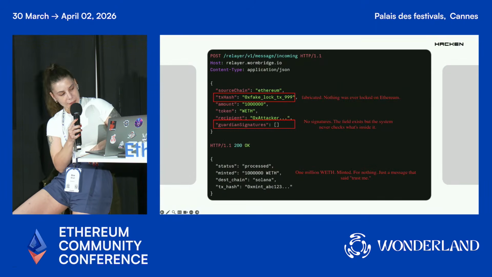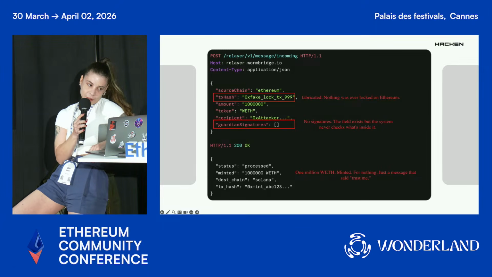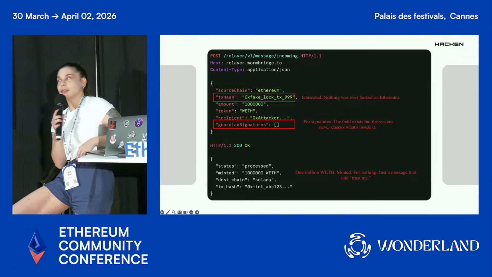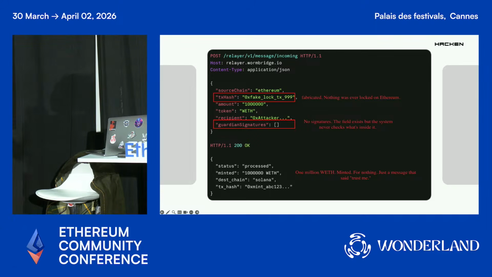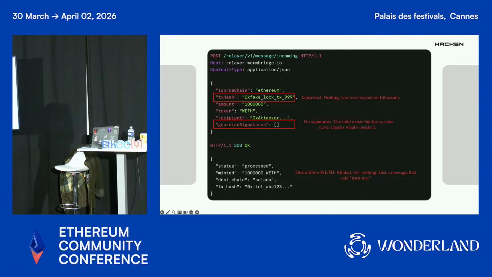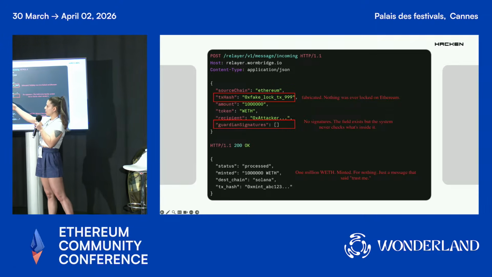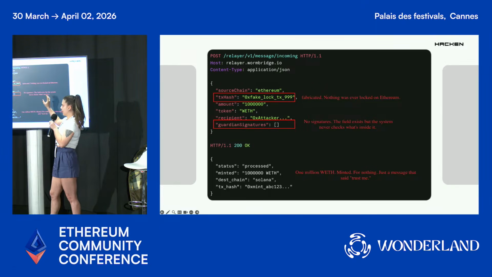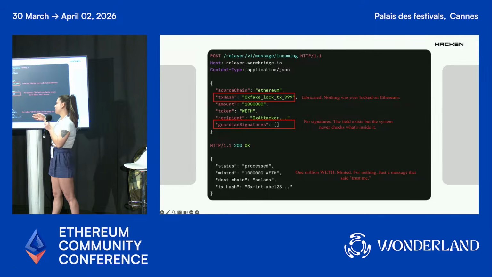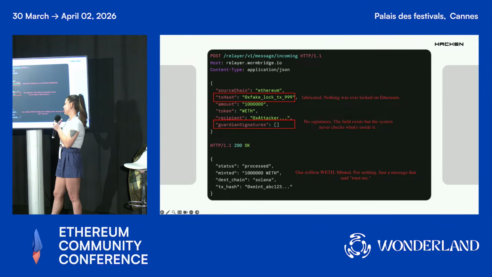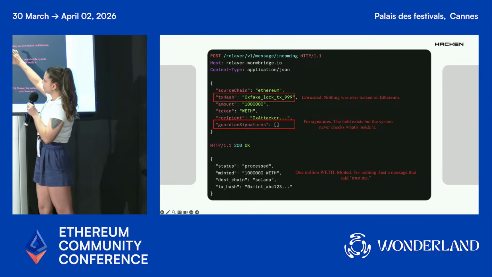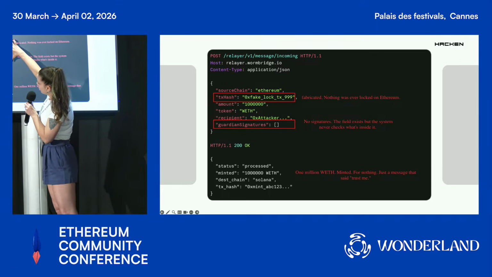This is the basic request you can see. These are our main playground: endpoint, headers, and the functions. And look at the TX hash. It's fabricated, nothing was ever locked on the Ethereum side. And there's a signature field, but although the field exists, it never checks what's inside it. So as a result, 1 million wrapped tokens were minted for nothing. The message just said, trust me.